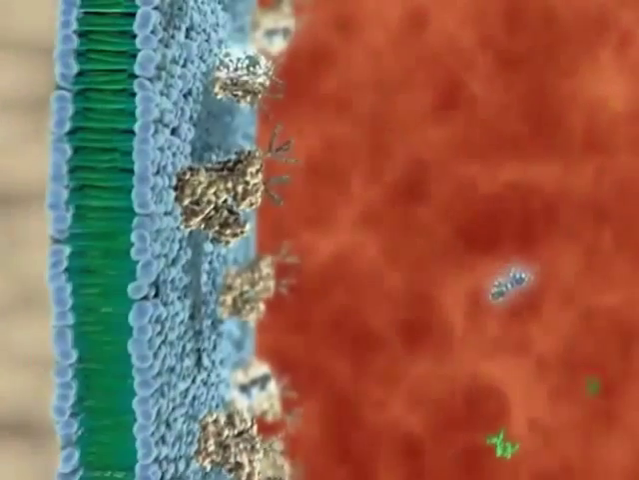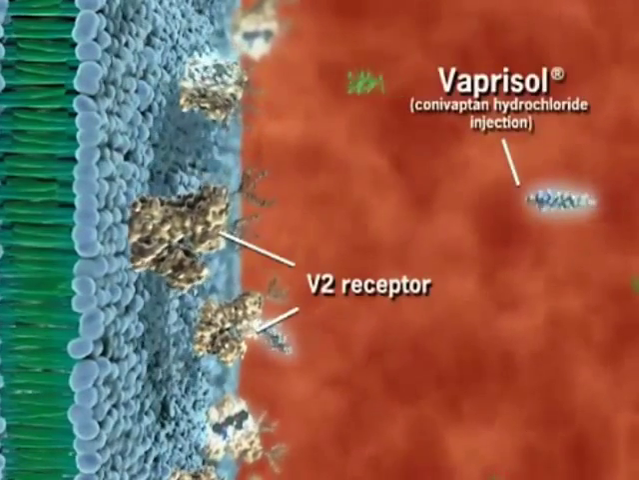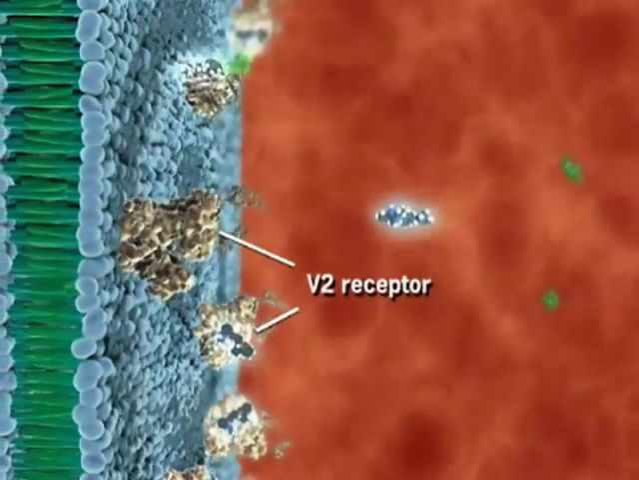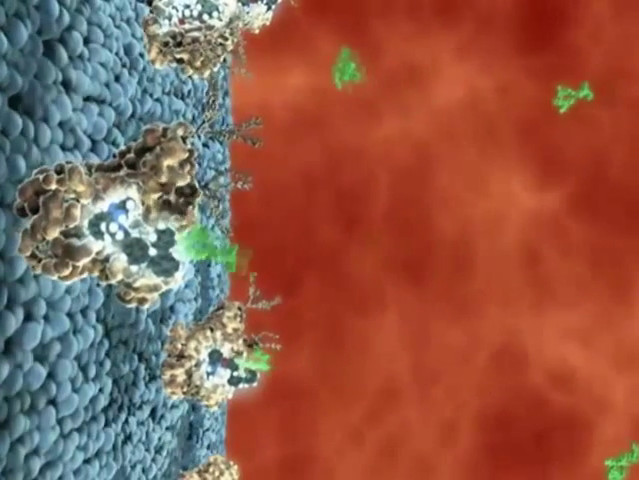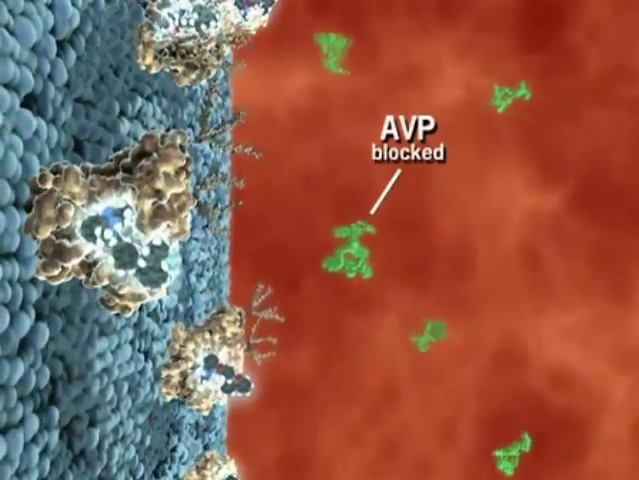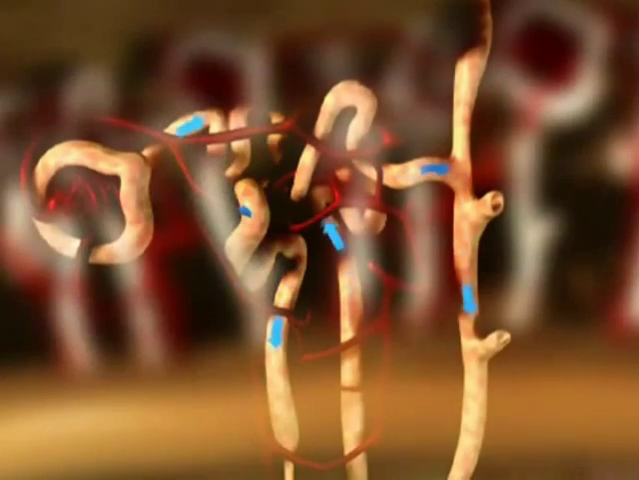AVP receptor antagonists, such as Vaprisol, conivaptan hydrochloride injection, act primarily by V2 receptor antagonism of AVP in renal collecting ducts. The effect of blocking this receptor results in the electrolyte-sparing excretion of free water, or aquaresis.